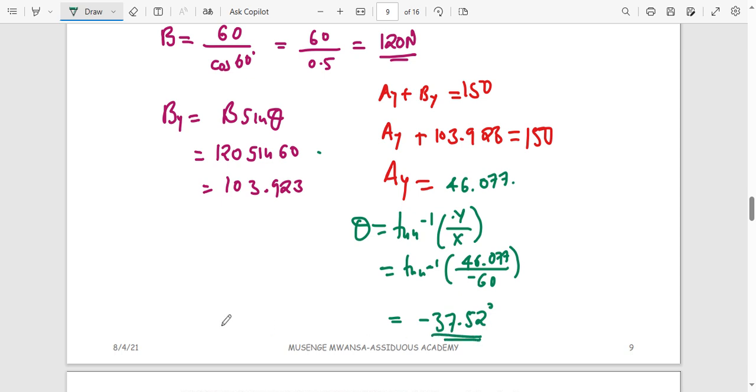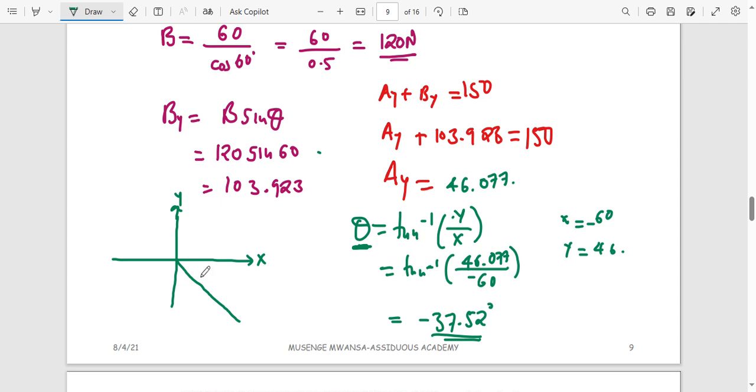But I told you guys that when you find an angle, try to first see in which quadrant the vector for which you are finding the angle is. Remember, this is vector A. We have gotten the x component and the y component. The x component was negative 60. The y component is a positive 46. So where is y positive but x is negative? It is in this quadrant, the fourth quadrant.